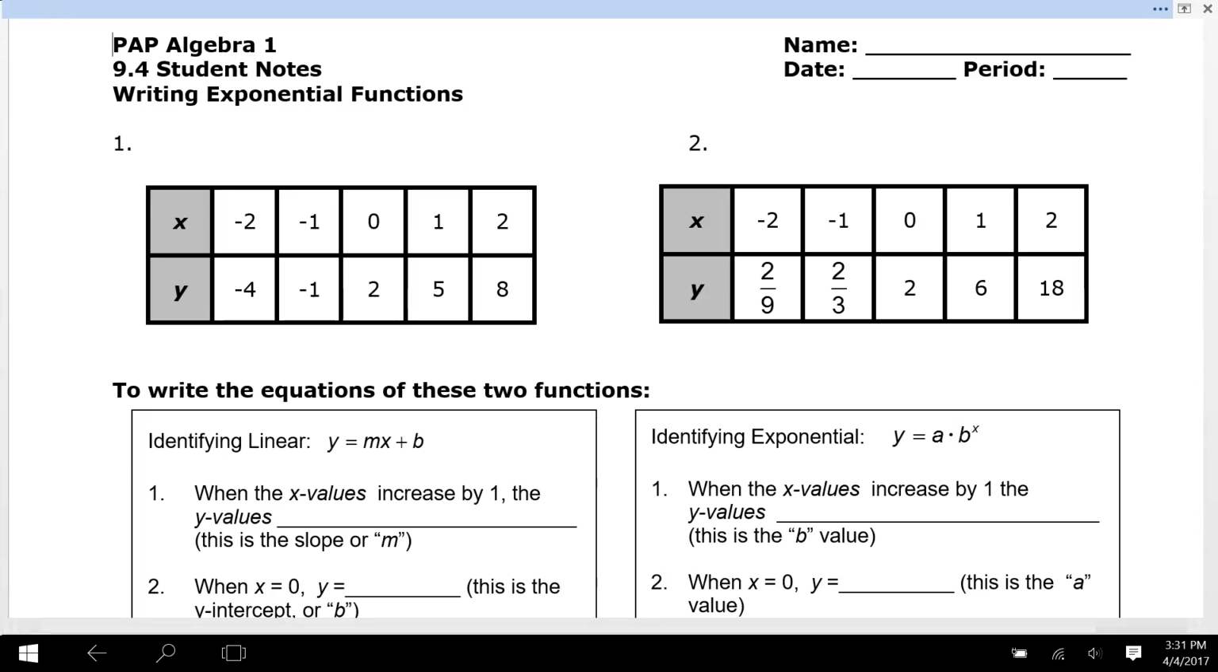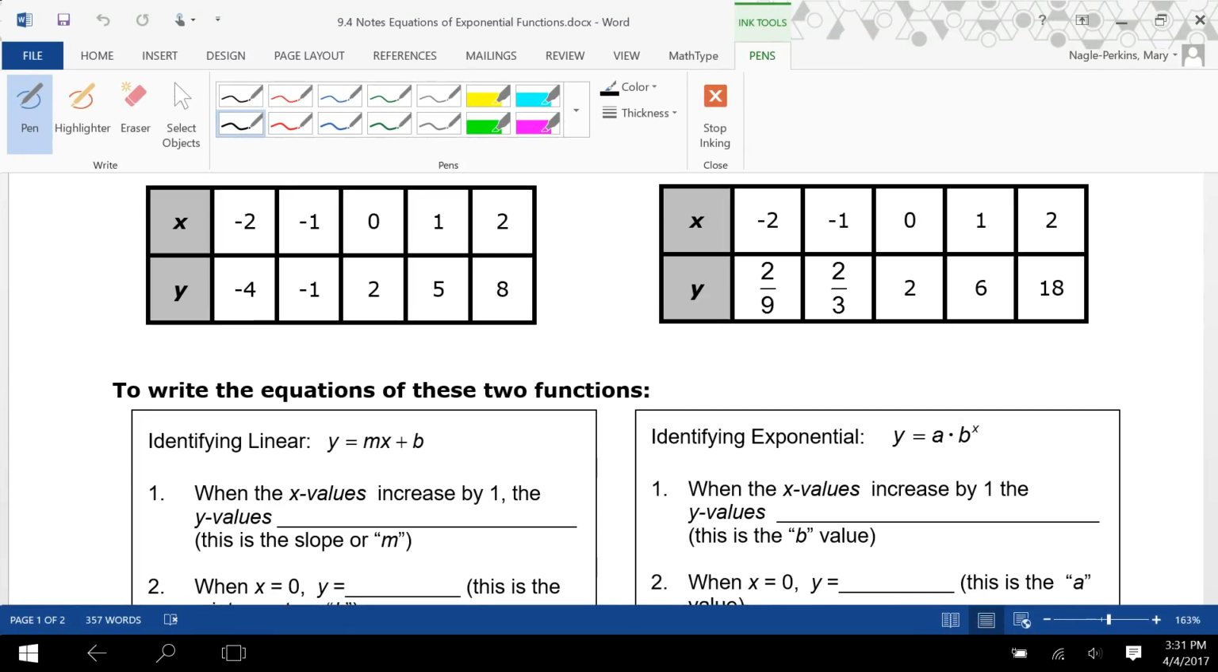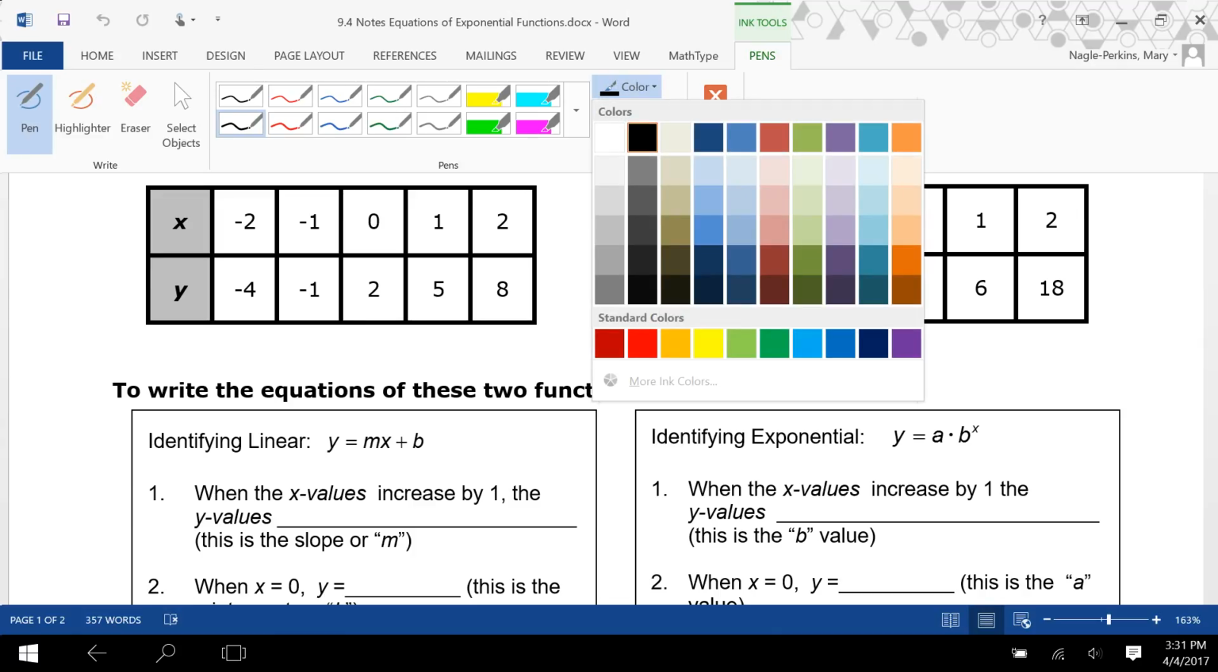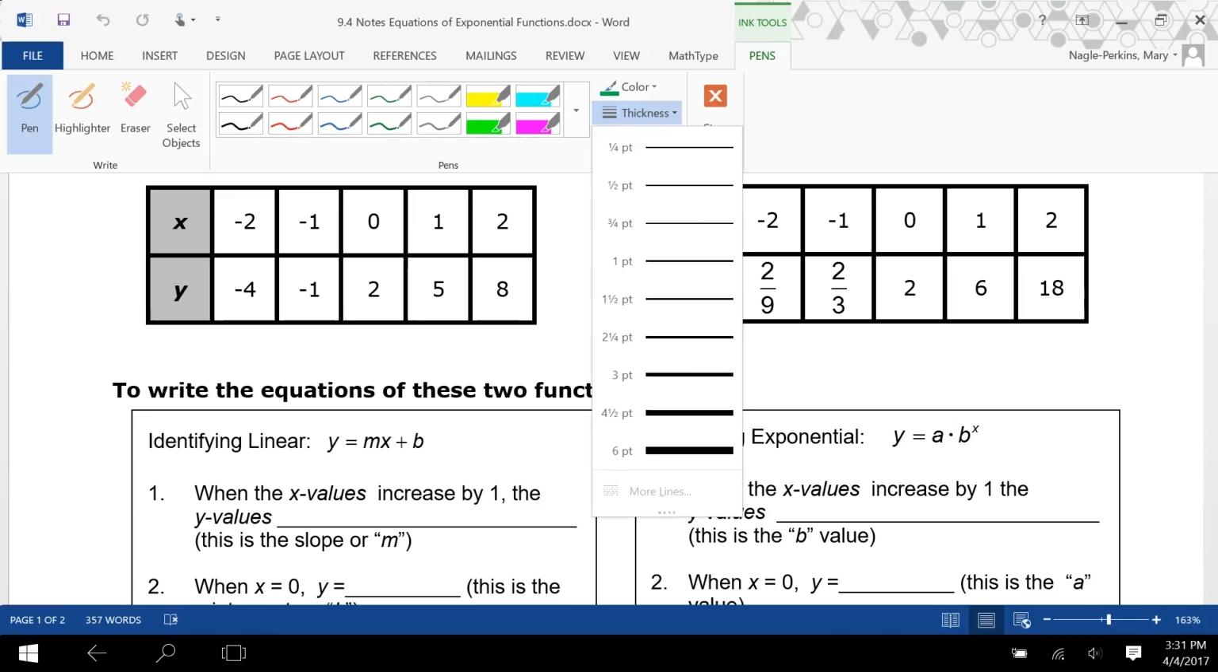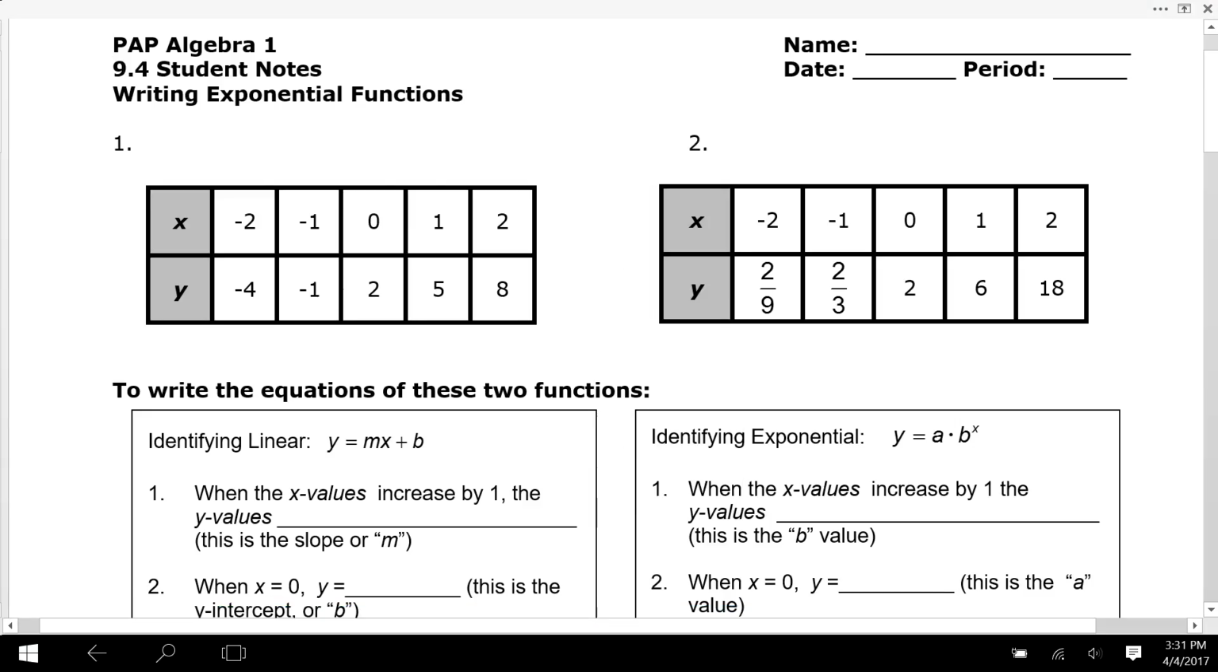Okay, so now we're going to write exponential functions, and they're pretty easy to do. And we're going to talk about what they look like compared to linear functions. So the first one, number one, is a linear function. So think about what happens when we have linear functions.